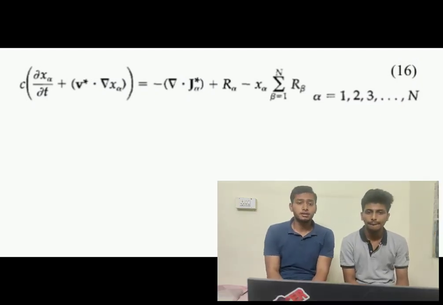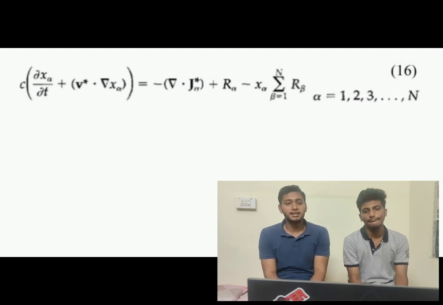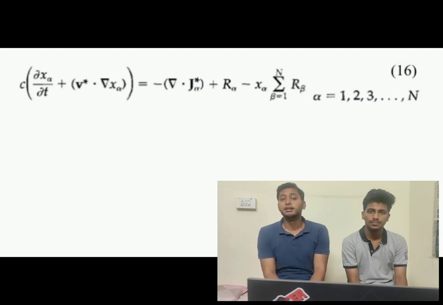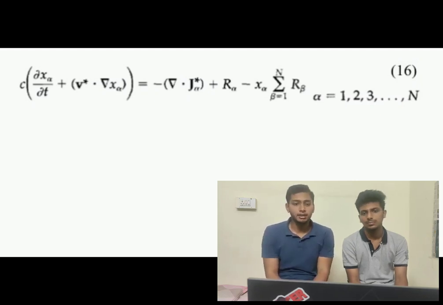Coming to the equation, C times ∂x_A by ∂t plus v star dot ∇ x_A is equal to D_AB ∇² x_A plus x_A R_A minus x_A R_B. Now we look at the term by term breakdown of the equation.